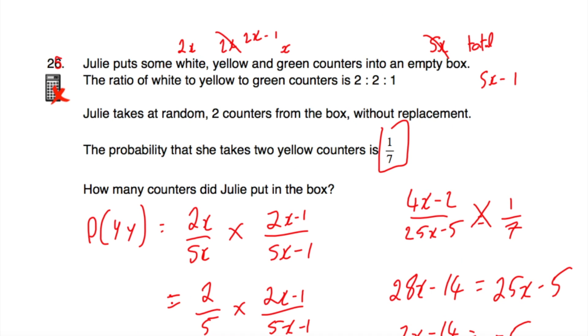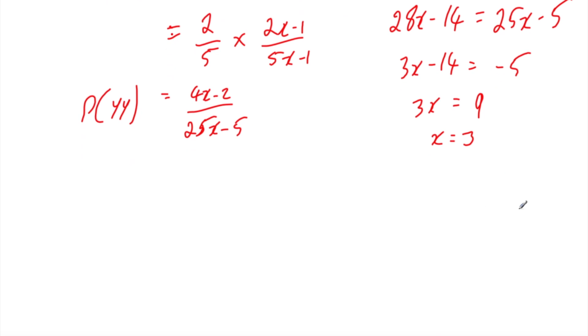In terms of the number of counters, at the beginning, remember, we let the number of yellow counters be 2x. If x is equal to 3, 2x would be equal to 6. The number of yellow counters to begin with was 6, and the number of green counters was equal to x, that'll be 3. So if we do 6 plus 6 plus 3, 6 plus 6 is 12, plus 3 is 15. So that means there were 15 counters in the box to begin with. The question is, how many counters did Julie put in the box? The answer is 15, and that's it.